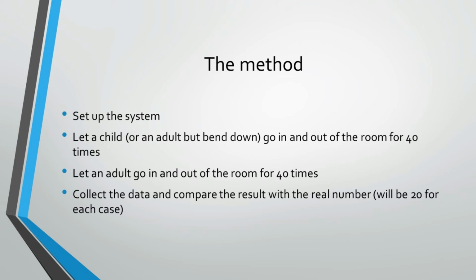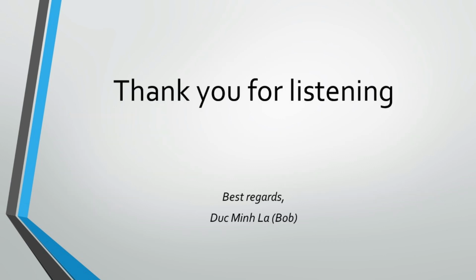So in reality, there are supposed to be 20 adult existing, 20 children existing, 20 adult entering, 20 children entering, and of course normally there will be nothing, so it's not really that important. But I compare it and see how accurate the system is.